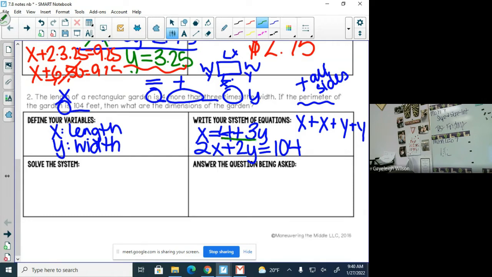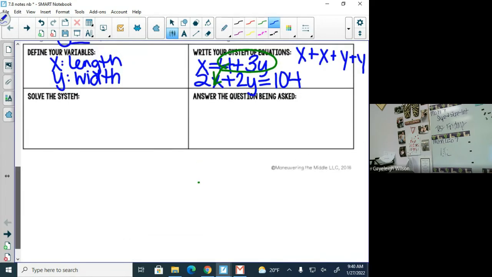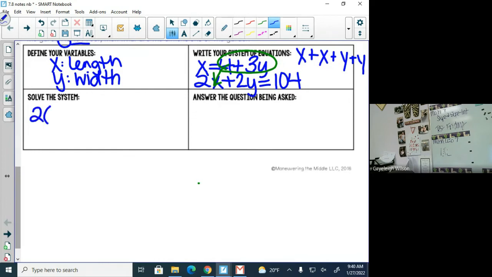All right, so x equals 4 plus 3y. I'm going to put that in for the x. All right, so that's going to be 2 times x, but x is 4 plus 3y, plus 2y equals 104. All right, you all finish solving that for y.